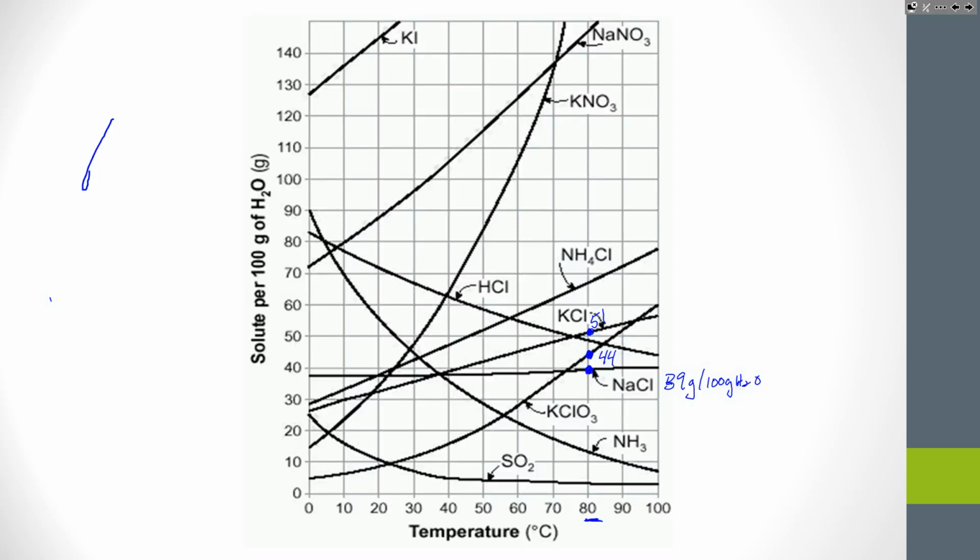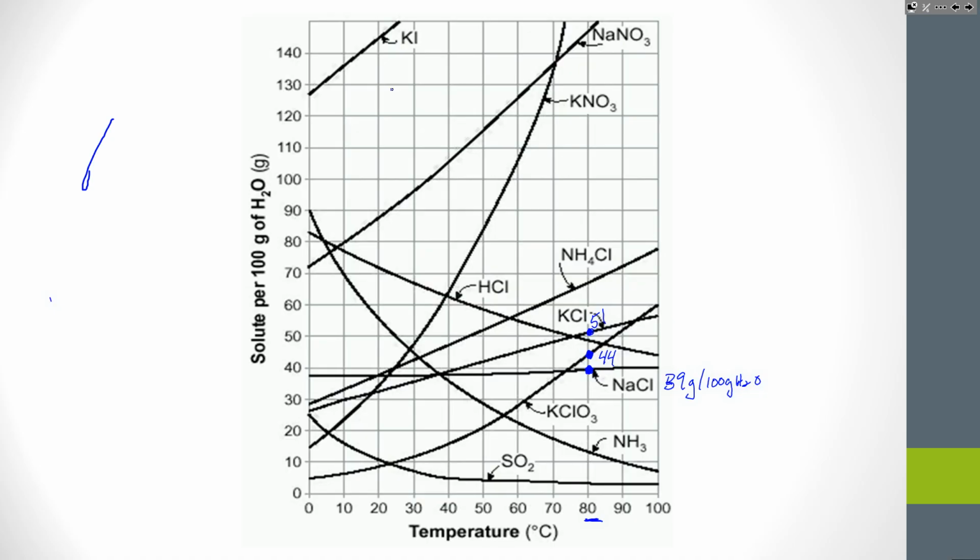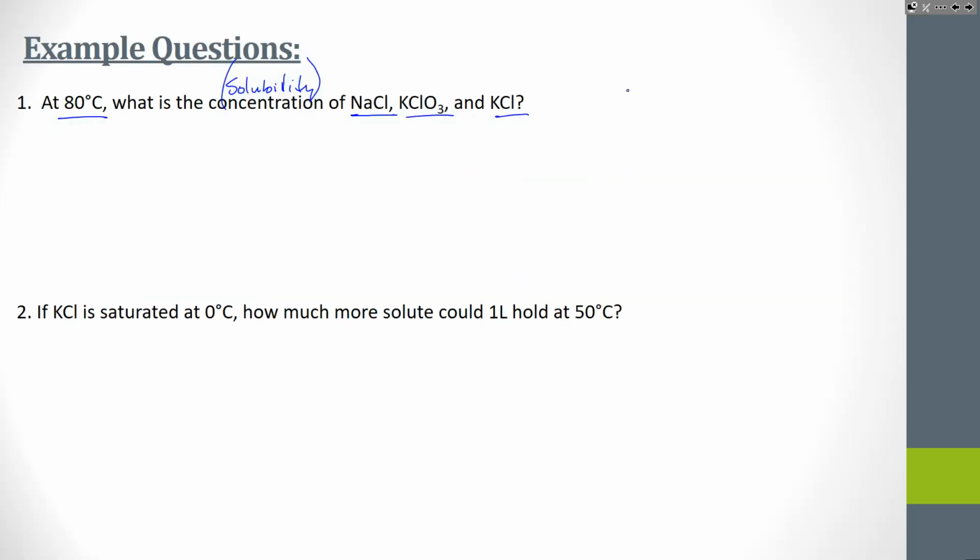So I'm going to go back to the question. Just one second. I'm going to copy those numbers down. 51, 44, 39. Okay, so going back to the question. The solubility of these things at 80 degrees, NaCl would be 39 grams per 100 grams of H2O.